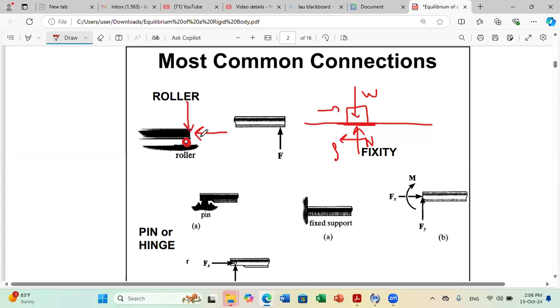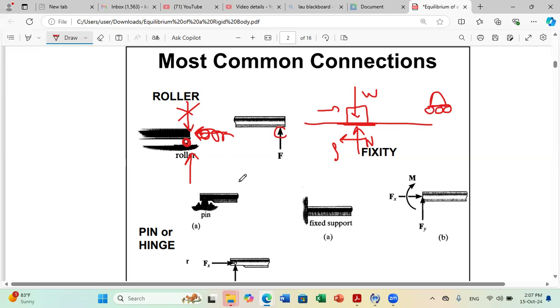So because a roller will prevent motion in vertical direction, this means that it will not develop any reaction in X. It will only develop a reaction in Y. So if you have a roller, when you see this symbol, or when you see the symbol of, let's say, a certain structure with wheels, several wheels, it's the same thing. It's like a roller.